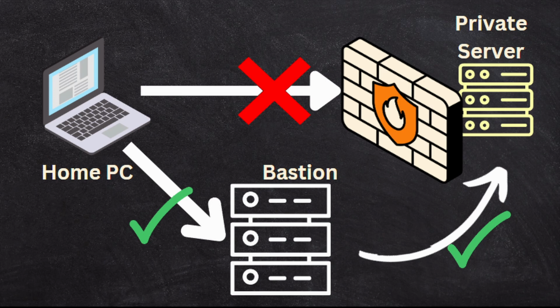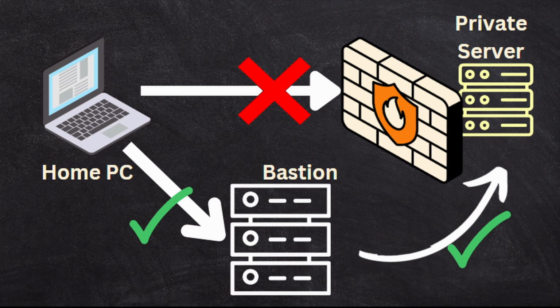SSH tunneling can be used for a variety of purposes, such as accessing remote resources, which in our case is the private EC2 instance, which is remote as we are not in the same network as that private EC2 instance. It is also used for bypassing network restrictions and securing data transfers between two endpoints. So let's quickly look at how the SSH tunnel works. First, let's try to create an SSH tunnel.